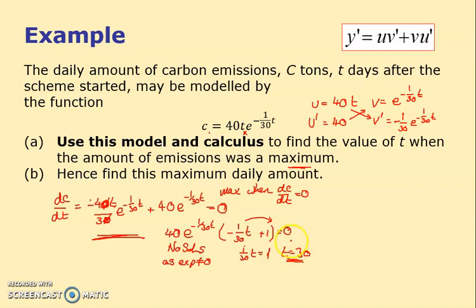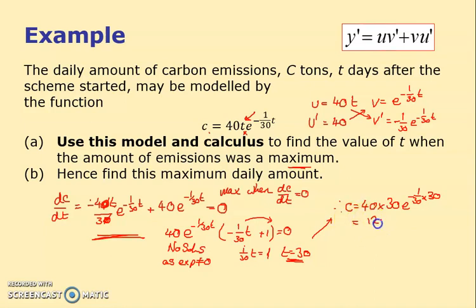Now, if t equals 30 is when it happens, I can then substitute t equals 30 in here. So therefore, c equals 40 times 30 e to the minus a 30th times 30, which is interesting because that is really e to the minus 1. So I'm going to type that into my calculator. 40 times 30 times e to the minus 1. I'm not sure how they want this answer, so I shall type it in and then I'll simplify it afterwards. So as a decimal, it's horrible, 441.